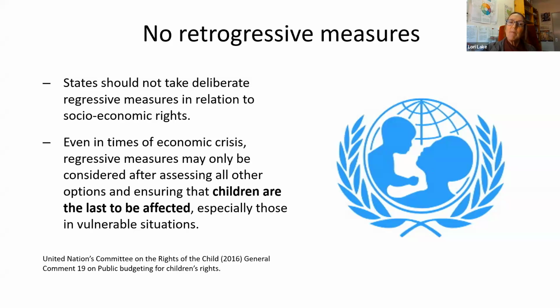And that even in times of economic crisis, when resources are thinly stretched, regressive measures may only be considered after assessing all other possible options and ensuring that children are the very last to be affected, especially those in vulnerable situations. And this set of guidance from the UN committee was reiterated again by the committee in its concluding observations to the South African state earlier this year.